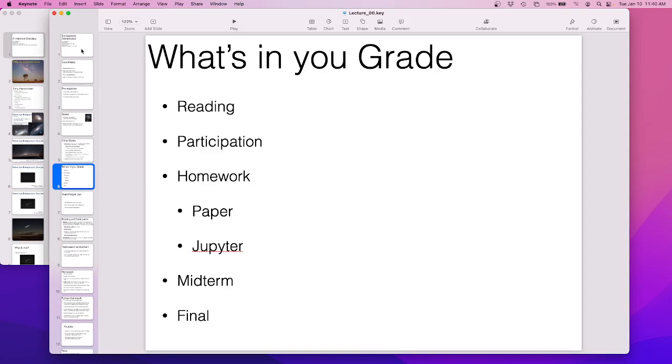Homework. I should put the percentages up here. So reading and participation are both 5%. Homework is, I think, 30-something%. And there's two kinds of homework assignments. There'll be paper homework assignments where you solve problems like most other courses. And then there are a series of Jupyter notebooks, which are code-based homework assignments.